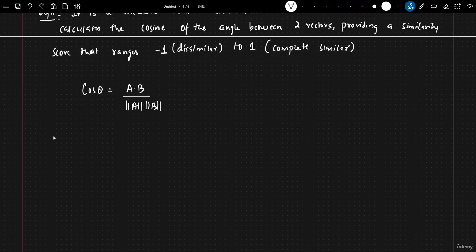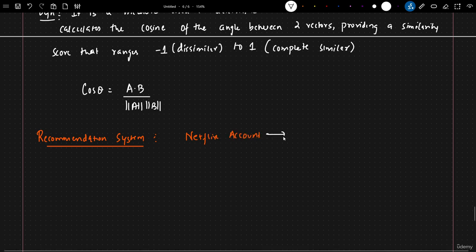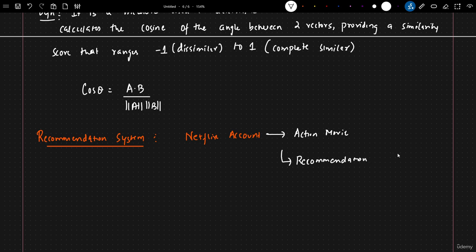Let's take a very good example. This is heavily used in a recommendation system. Now, what is a recommendation system? Let me talk about this in a simplistic way. I hope everybody may have a Netflix account. So in Netflix, let's say you are seeing an action movie. You complete the entire movie. The next step is that you will get recommendations of other action movies.